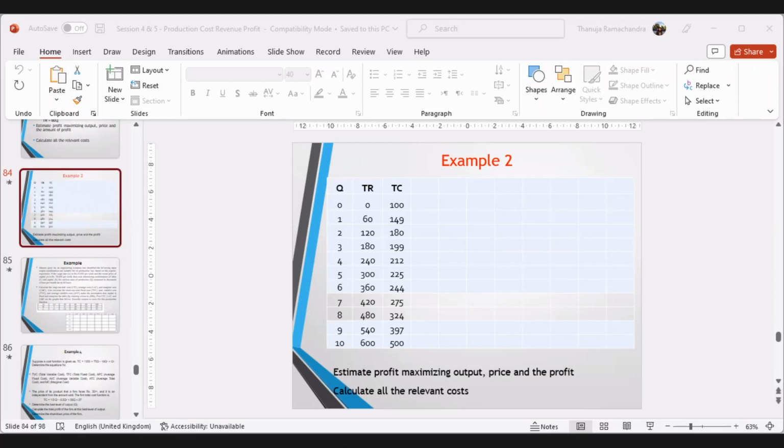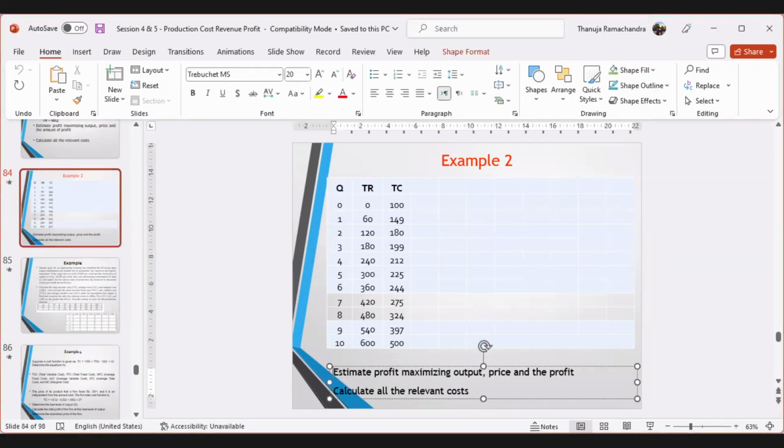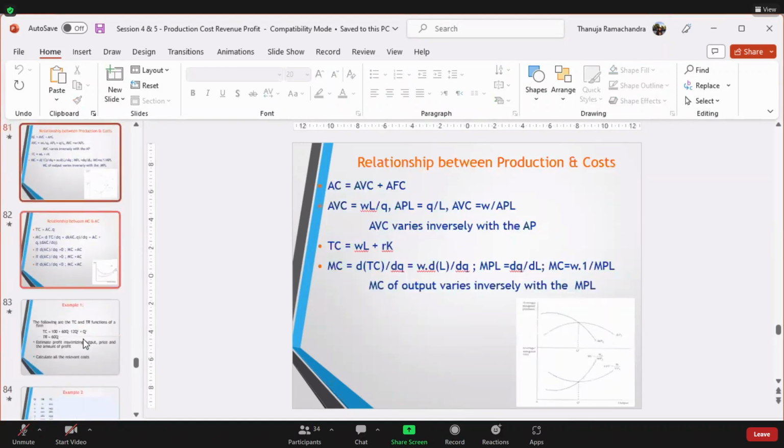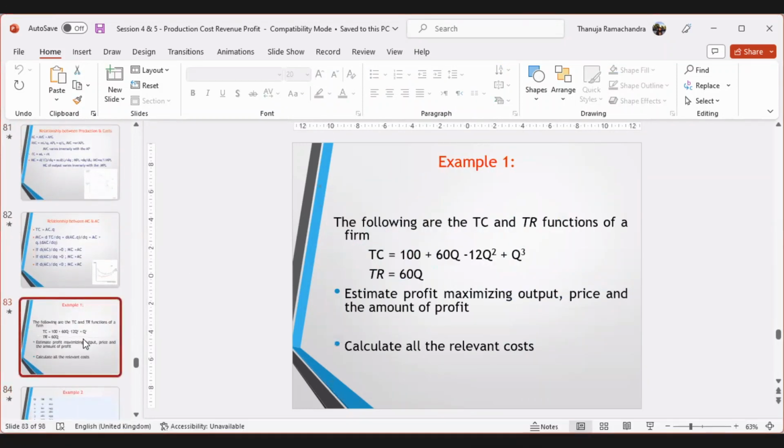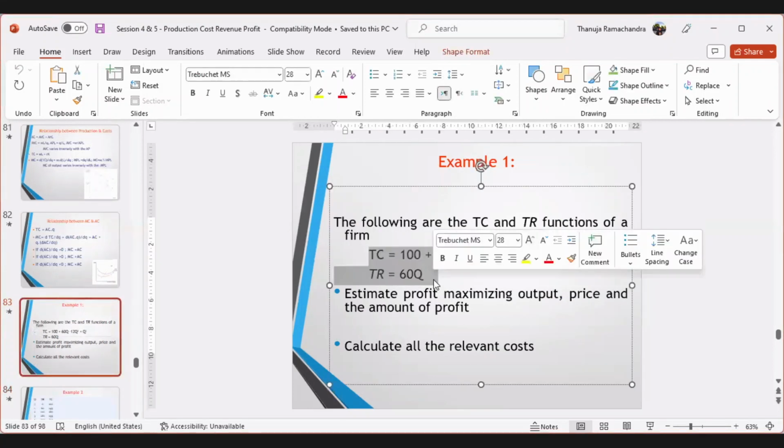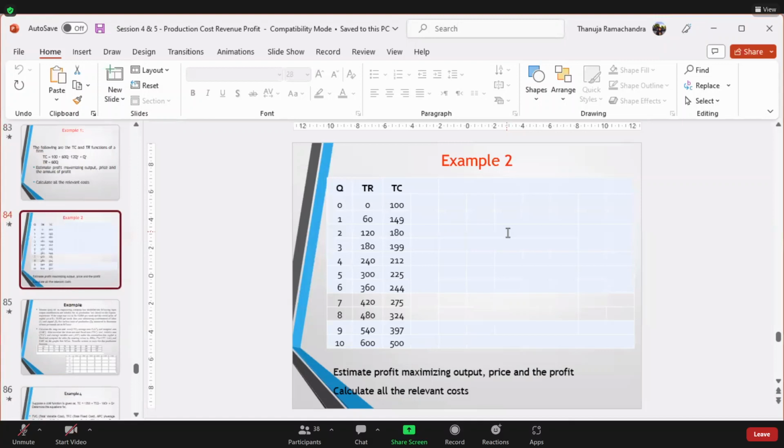So it's MC, no? First one is MC. No, here the question is there at the bottom. Estimate the profit maximizing output, price, and the profit. Similar to what we did in the class, no? We did one in the class, this one. And the same question, I put it in the form of an equation, the cost function and the revenue function. So here it's already given, the cost and the revenue.